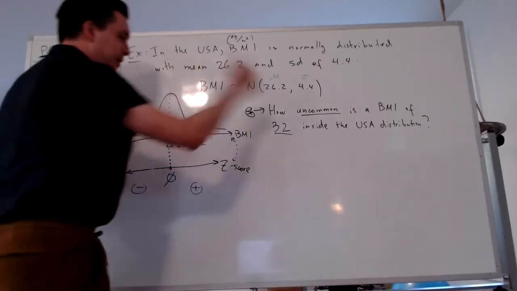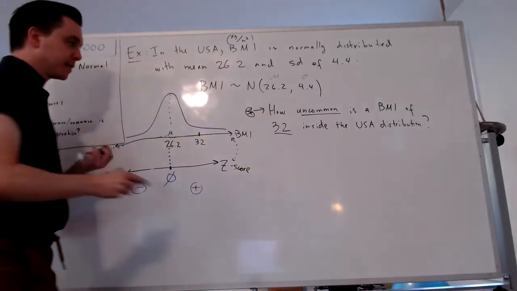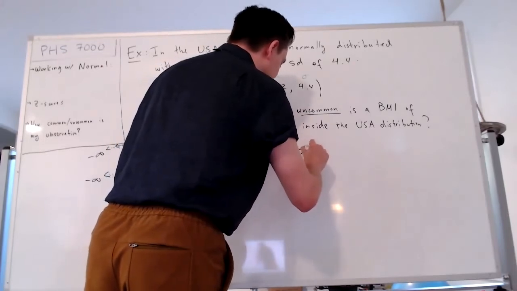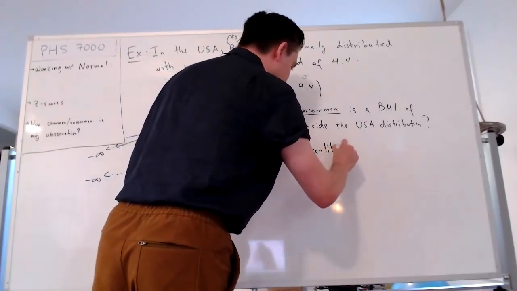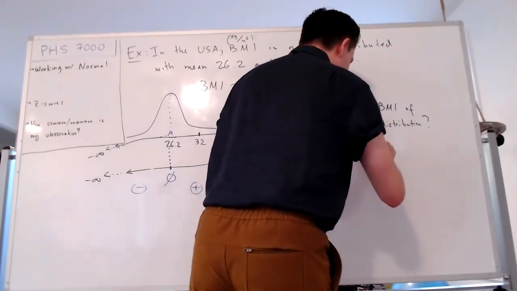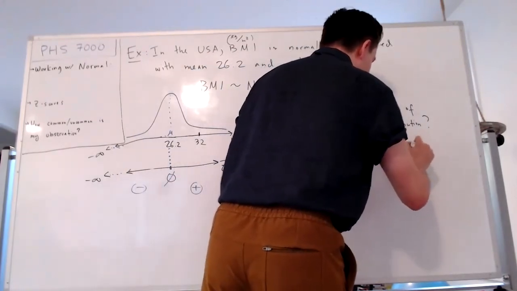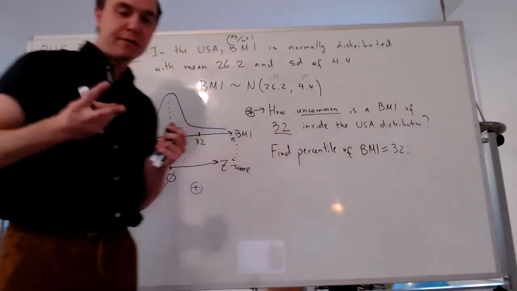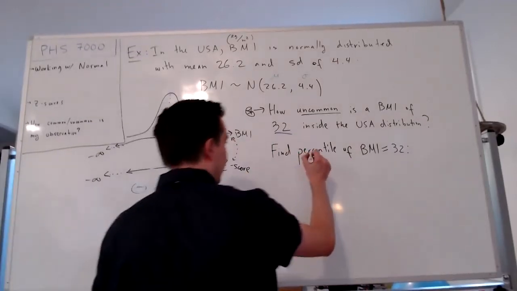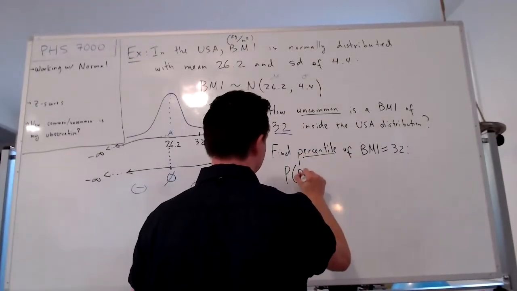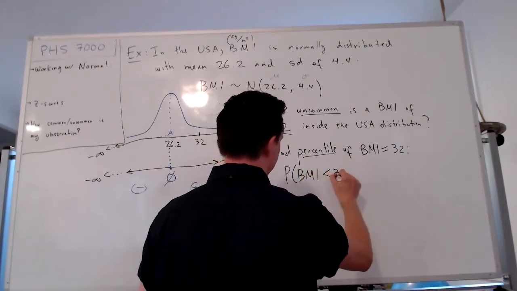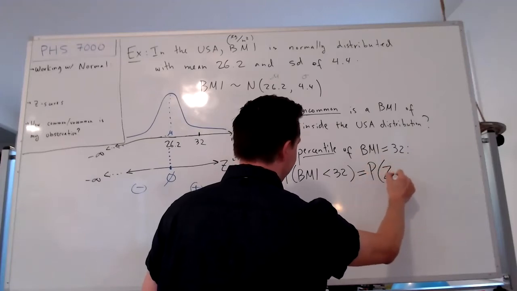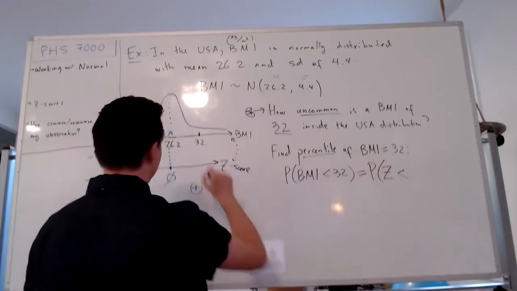But the question is how uncommon? We want to come up with a number, right? So we want to find the percentile of BMI equal to 32. Two equivalent ways of doing it. This is the probability that BMI is below 32. And that's the same as the probability that Z is below, okay?